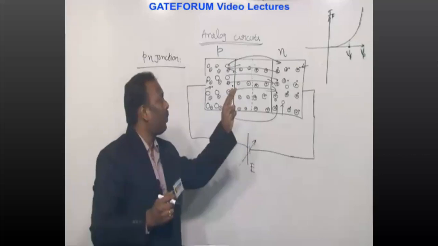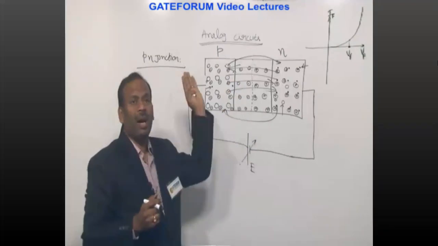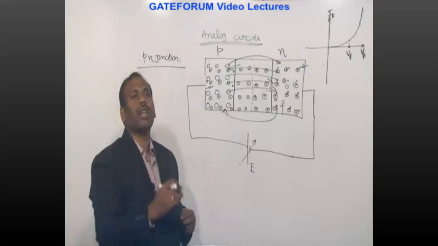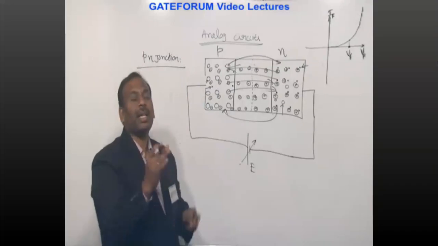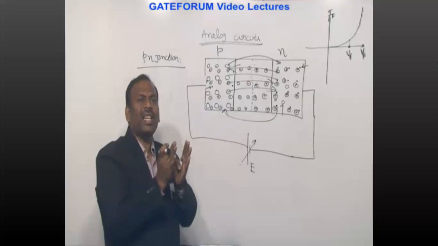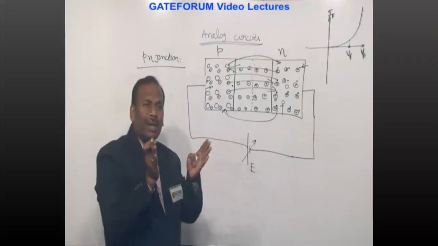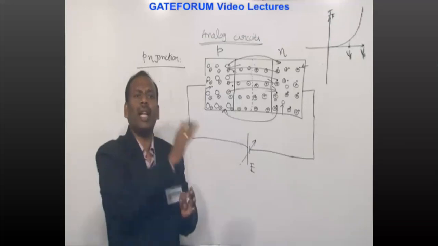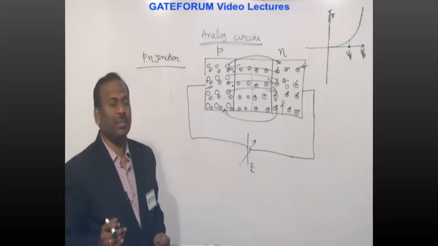Up to a certain point, that is up to V gamma, the current is very, very small. After that it is going to increase exponentially. Up to the existence of the depletion layer, the current is very, very small, and as the external field goes on increasing, the width of the depletion layer goes on decreasing. At a certain point it becomes zero, therefore current increases rapidly.